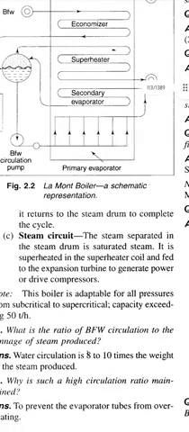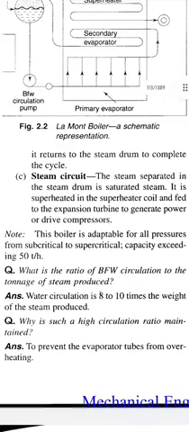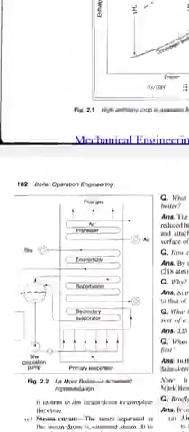Steam circuit. The steam separated in the steam drum is saturated steam. It is superheated in the superheater coil and fed to the expansion turbine to generate power to drive compressors. Note, the boiler is adaptable for all pressures from subcritical to supercritical, with capacity exceeding 50 tons per hour.